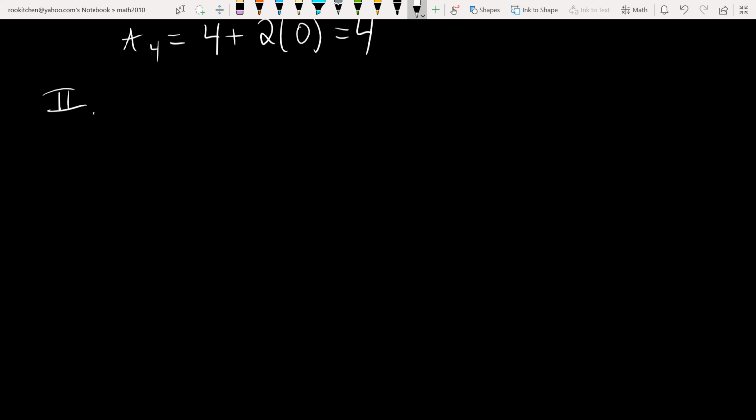Let's take a look. So, satisfying recurrence relations.